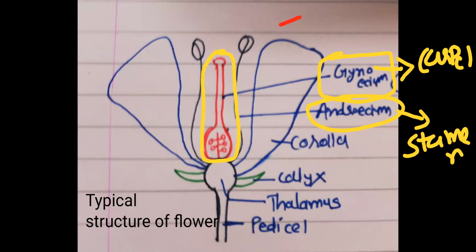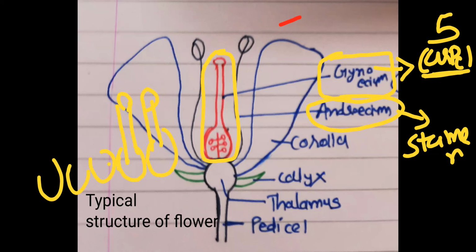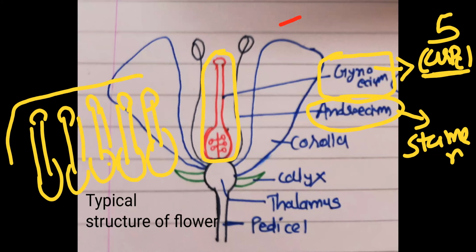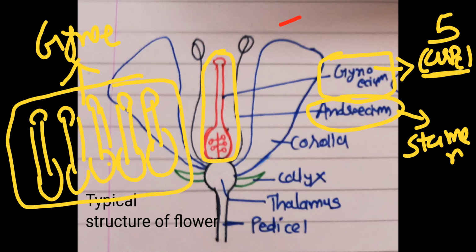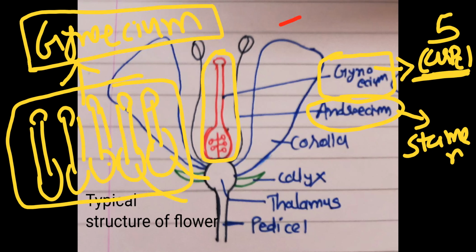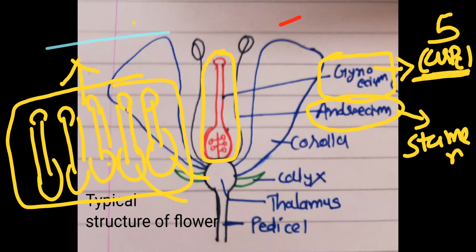In one flower, it might be that many carpels are there. Means suppose two carpels, then we can say two ovary, two style, two stigma. Five carpels, so five ovary, five style, and five stigma. But together we call it a whorl of gynoecium. Individually they are carpels, so the unit we call carpel, and together we call it a whorl of gynoecium.